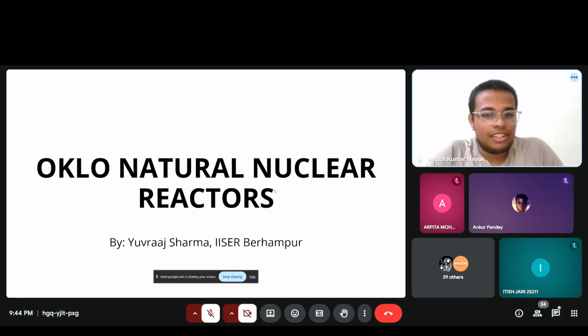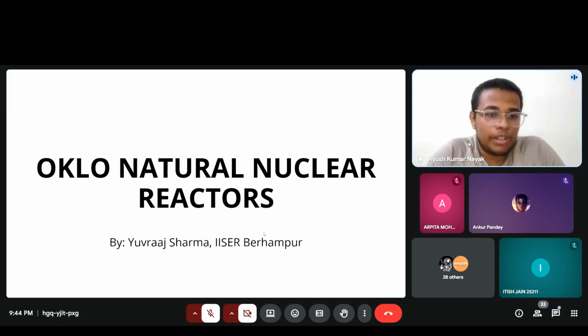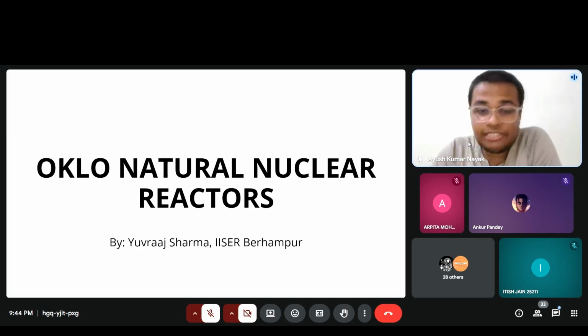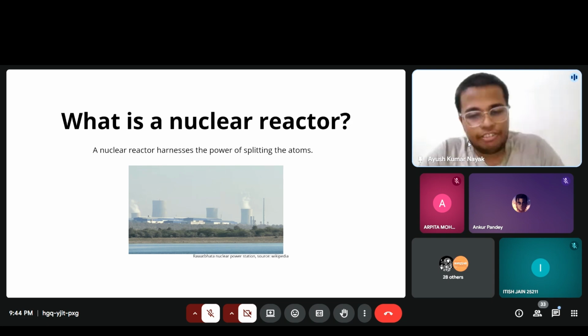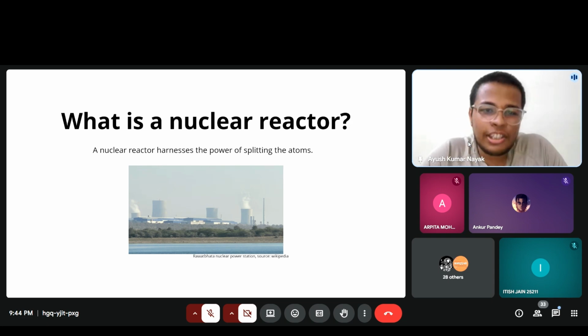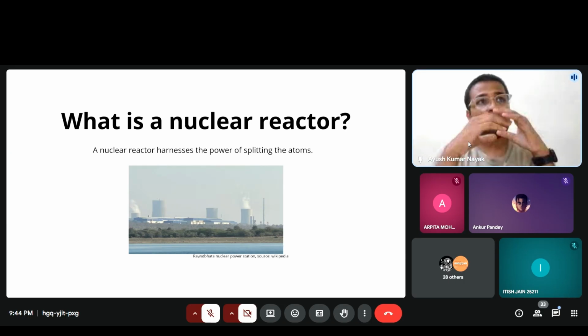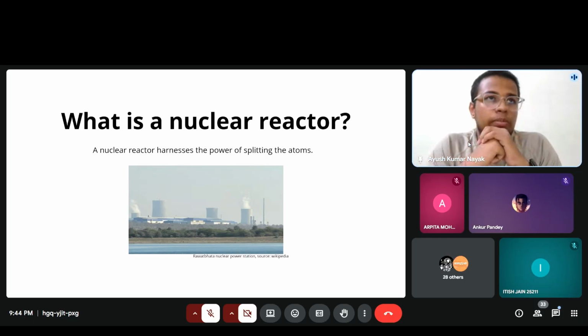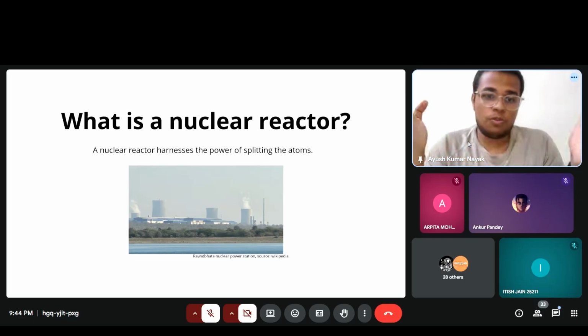Okay, so as we have discussed, the topic for today's discussion is Oklo natural nuclear reactors, and let's begin. The very first question that arises is, what is a nuclear reactor in itself? A nuclear reactor harnesses the power of splitting the atom, and in most reactors it converts it to energy that we use in our day-to-day life.